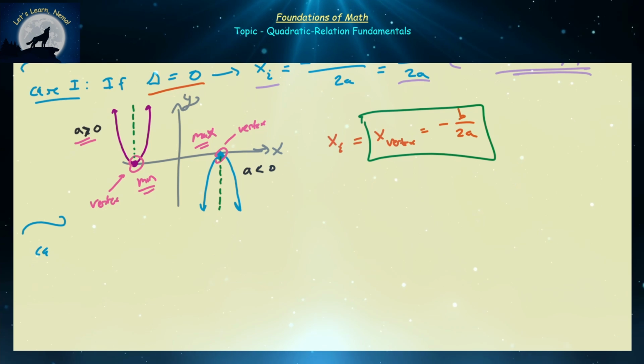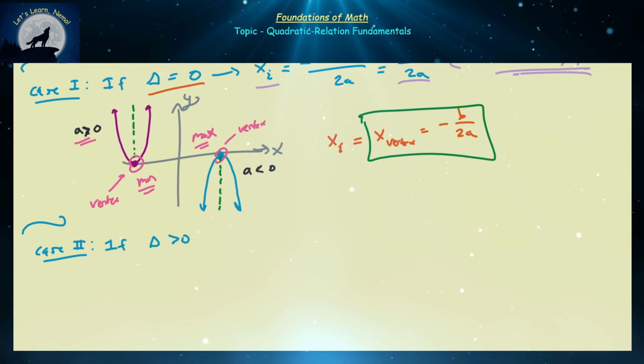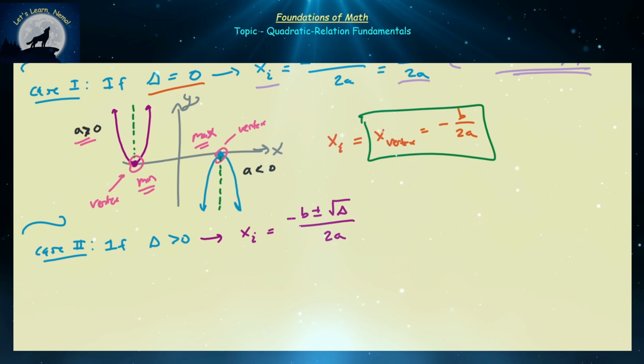Let's look at case number 2. Case number 2 is if delta is positive. So if delta is positive, then the x-intercept will be equal to negative b plus or minus the square root of delta, all divided by 2a. And since delta is a positive number, the square root of delta is also a real number.